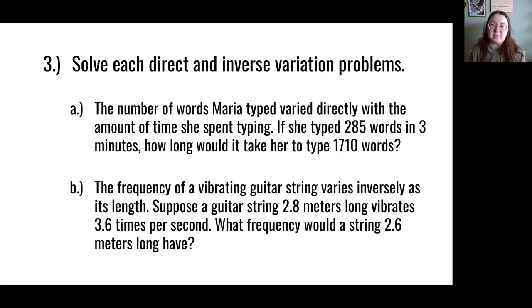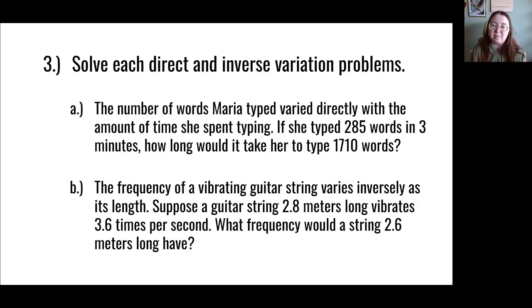So for A, we say the number of words Maria typed varied directly. So that's the key word there. It varied directly, so we know we're working with a direct variation, with the amount of time she spent typing. If she typed 285 words in 3 minutes, how long would it take her to type 1,710 words? So we've got our direct variation.